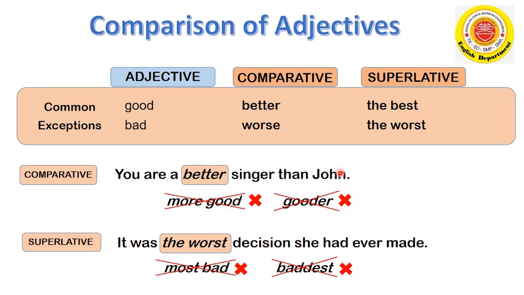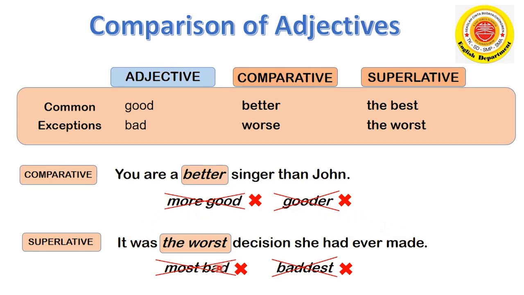No. We don't say gooder. No. We say better. Okay, because this is the exception, pengecualian. With bad, the comparative is worse, and then the superlative is the worst. For example, it was the worst decision she had ever made.